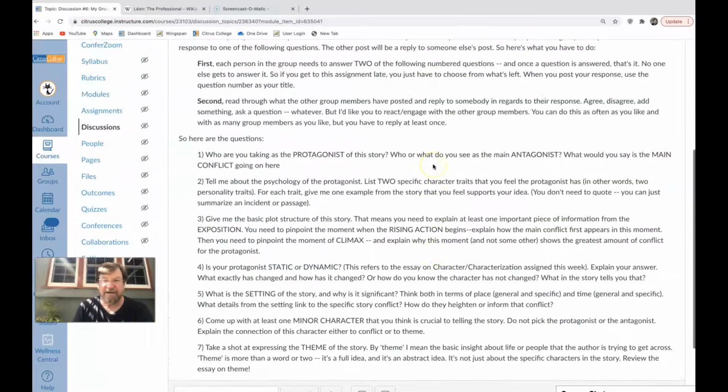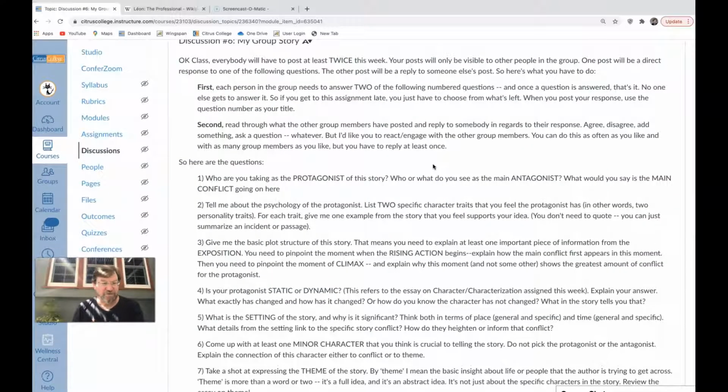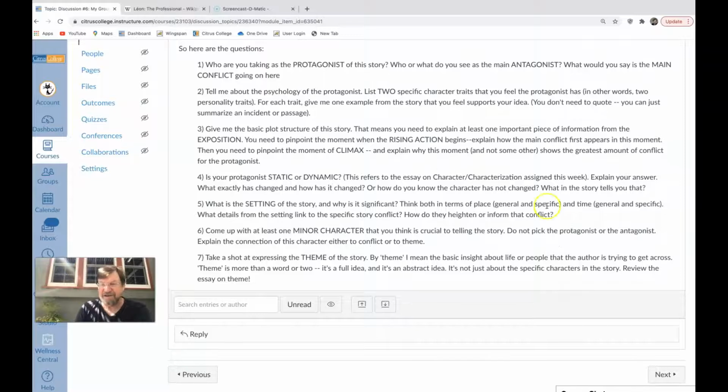Now, keep in mind, even though you are in a group with these other people reading this story, you are not writing a paper together. You will be writing your own individual paper. But in the group discussions we have, if somebody comes up with ideas you agree with, think are good ideas, you're certainly welcome to use those ideas or to incorporate them into your own ideas when you prepare your paper.